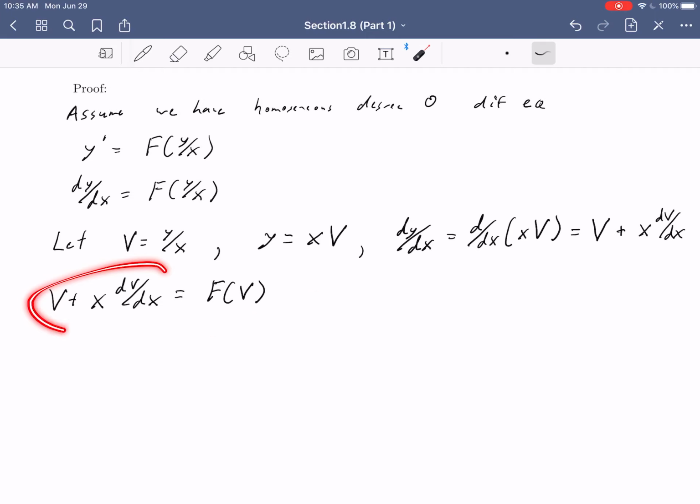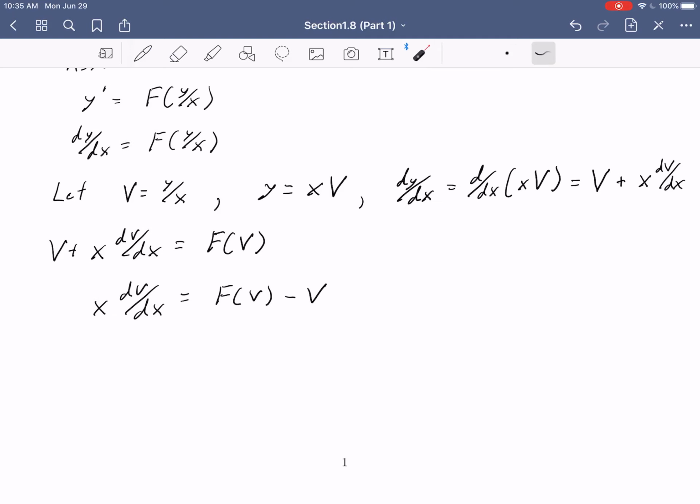Okay. Now remember, our claim is that after this substitution, it should be separable. So we should be able to view this as a separable differential equation. Well, notice we have a v and an F of v, so all that stuff is in terms of v. So let's put this over here. So x dv dx is capital F of v minus v. And then, well, notice that this is separated, right? There's the x on this side, there's the F of v minus v on this side. Technically, they're sort of on the wrong side, so we could divide this over, divide that over. 1 over F of v minus v dv dx is going to be equal to 1 over x.